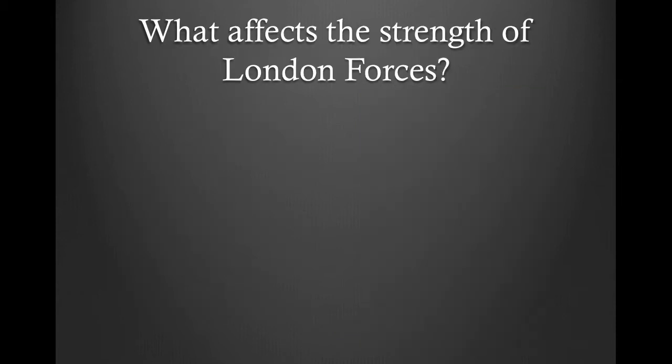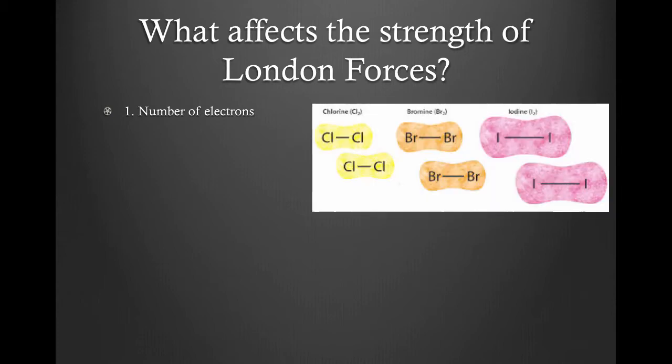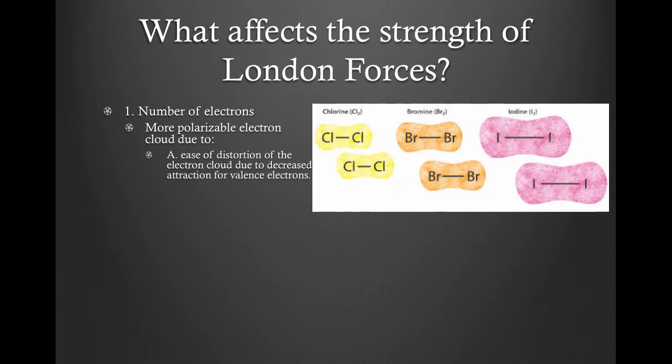So what affects the strength? Not all London forces have equal strength. The first thing that affects strength is the number of electrons. So if we look at the family of the halogens, we have chlorine, bromine, and iodine. Chlorine has fewer electrons than iodine. And so we're going to call the electron cloud in iodine more polarizable.